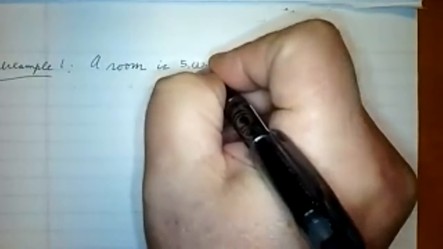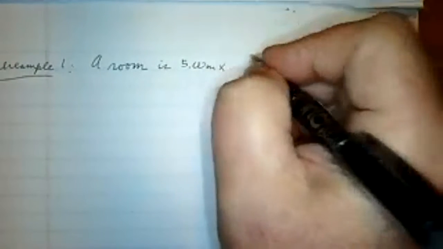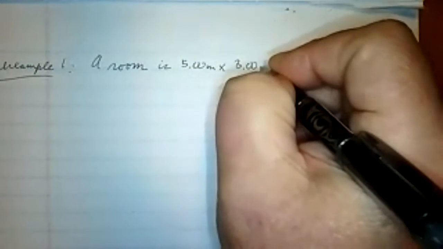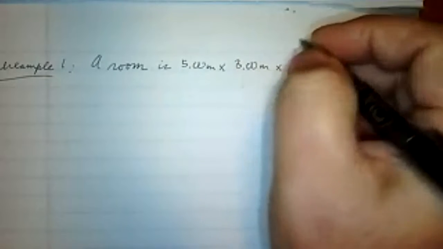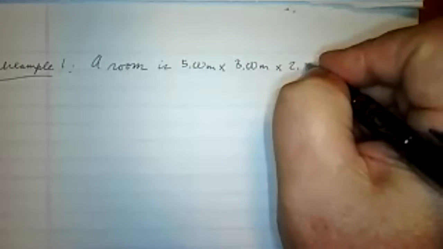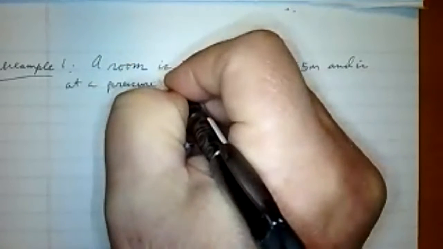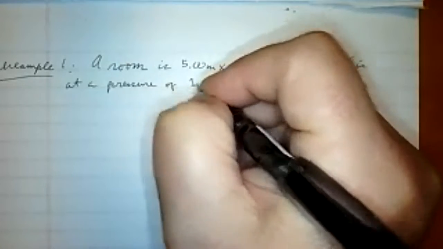One, a room is 5.00 meters by 3 meters tall by 2.5 meters. Actually, let's say 2.5 meters tall. That might make a little better sense. And is at a pressure of 1 atmosphere. Let's say that's 1.00, so I can do 3 sig figs.